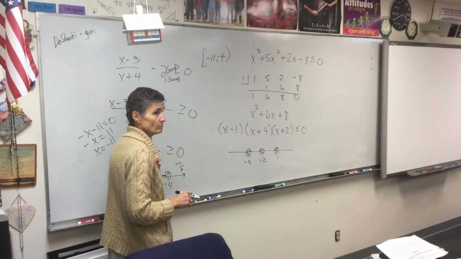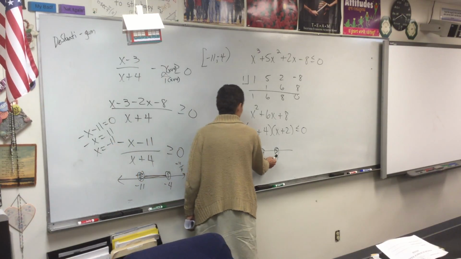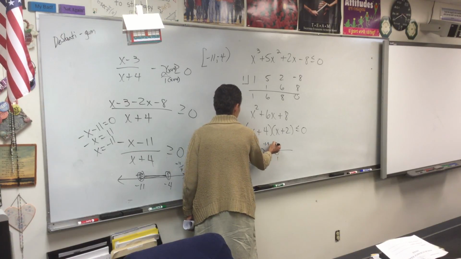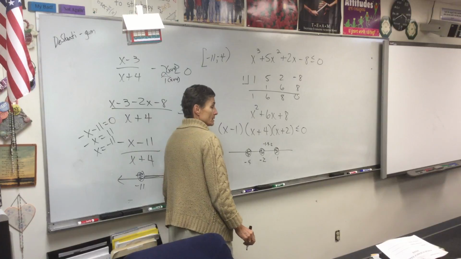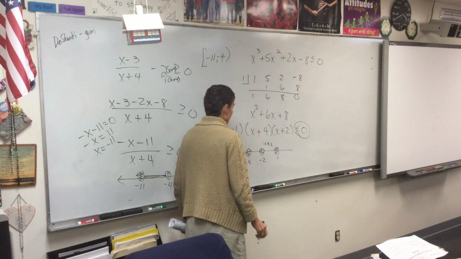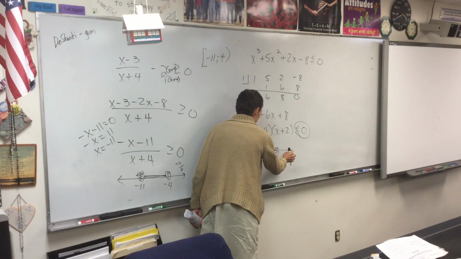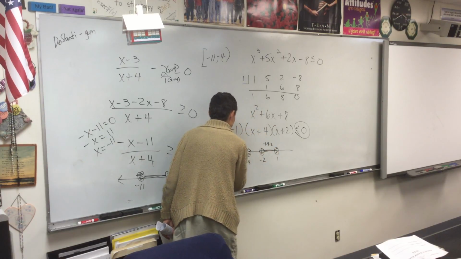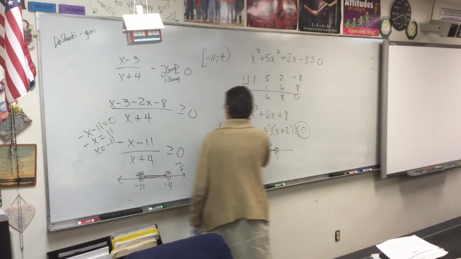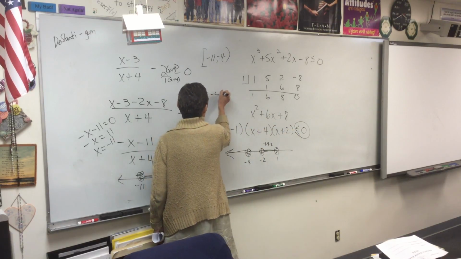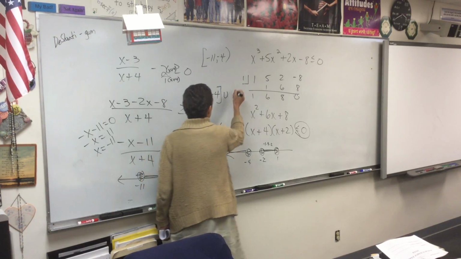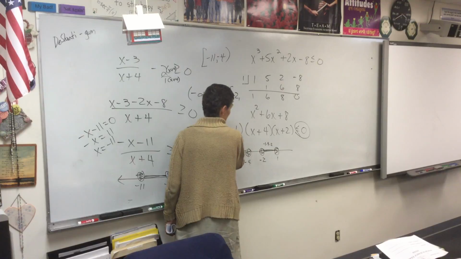Want to try 0? It's right here. So if I put 0 in, I get negative 1 times 4 times 2. Is that what I want? Yep, so that works. That doesn't, this does. So my answer is everything from negative infinity to negative 4, or negative 2 to 1.